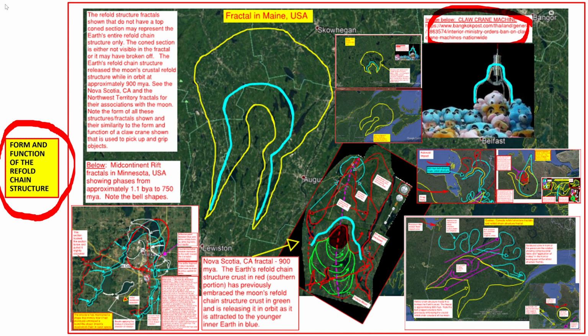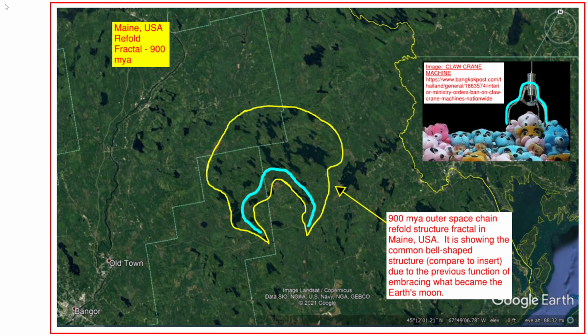So these refold structures are very adaptable depending on what kind of energy is going on, and there's apparently some permanent or more permanent deformation sometimes. This is just an example here of a fractal in Maine that shows that bell-shaped structure and the notch too. So you see the claw crane, and you can compare the two.